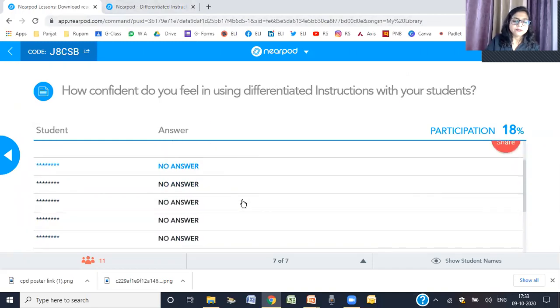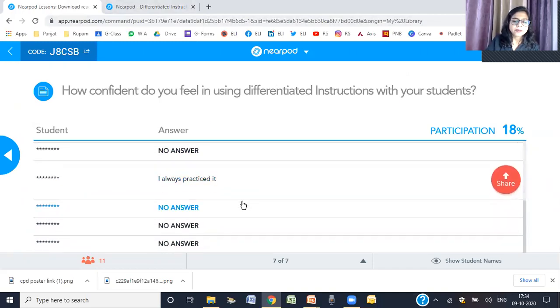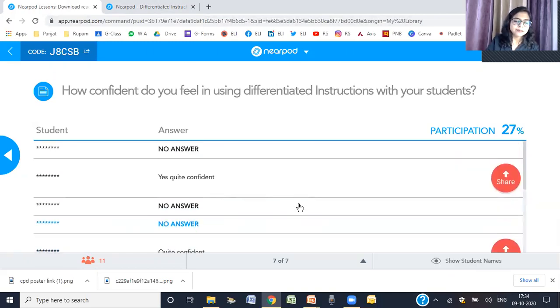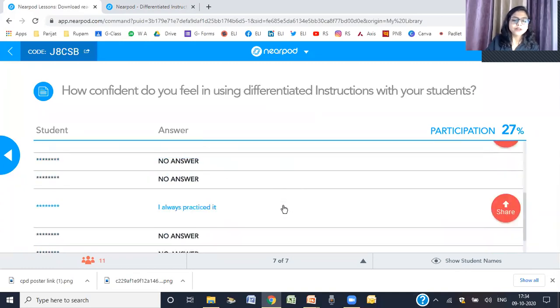All right, quite confident. I always practiced it. That's so lovely. Veena ji is writing, I always practiced it. That's so nice. I'll hide the student's name. Quite confident.